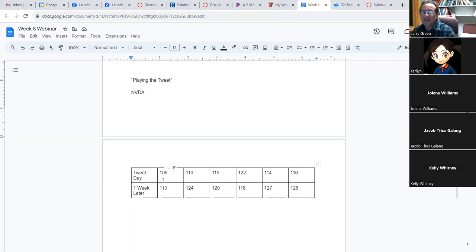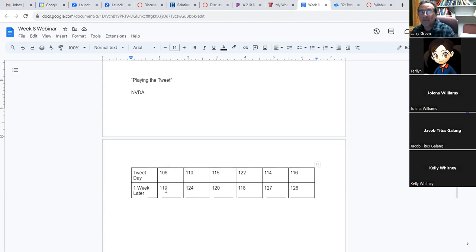What I did is I went and looked at the stock price of NVIDIA on tweet day and 1 week later after that tweet. Any questions on that idea? So on that first tweet, NVIDIA went down to $106.